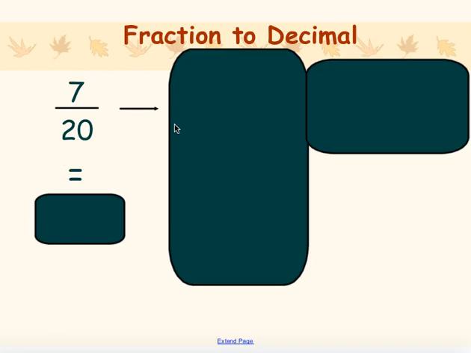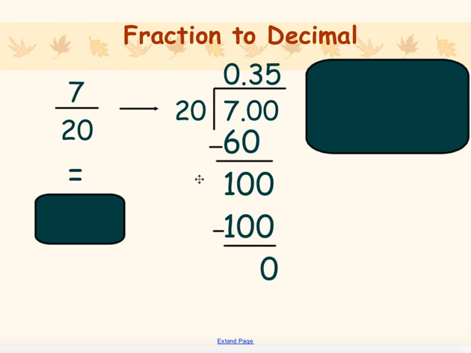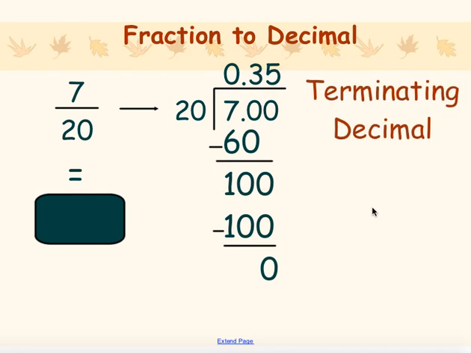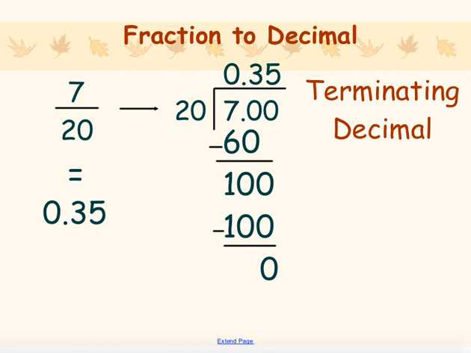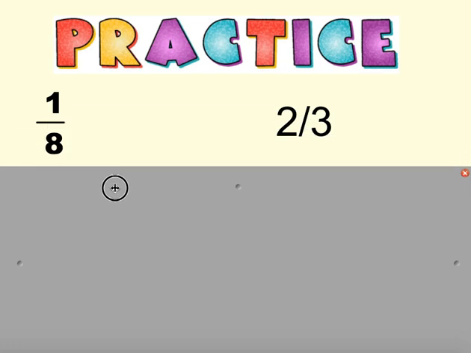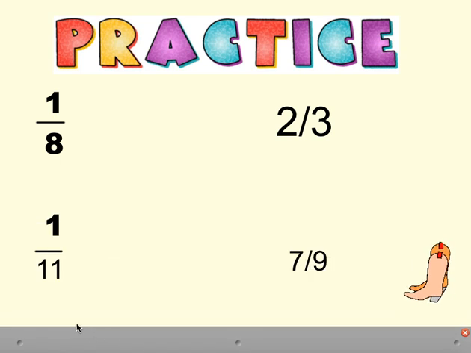Another one. When we divide this one, we see that it comes out to 0.35, which means it's a terminating decimal because we get a 0 at the end. We're done with the division. So we just write it as 0.35. This is a terminating decimal. So let's practice a couple of these.